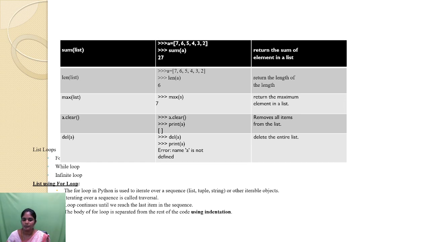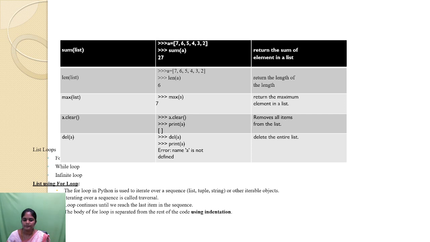Next one, maximum of A. The maximum element in the A list is 7. Next, the clear function. As you already know, now the A list is totally washed out, then print A, and we produce the output as an empty list.